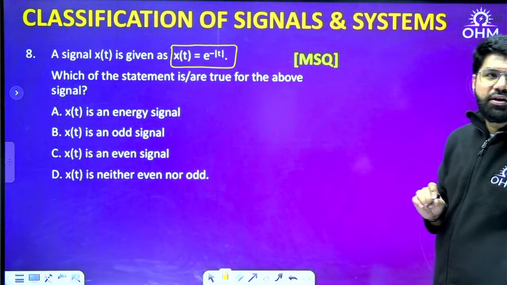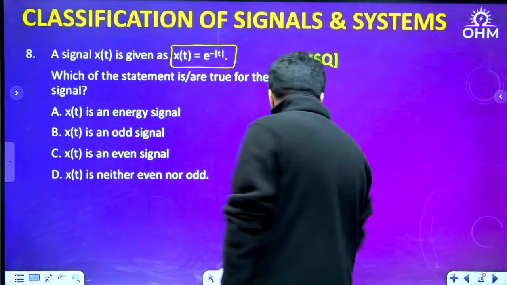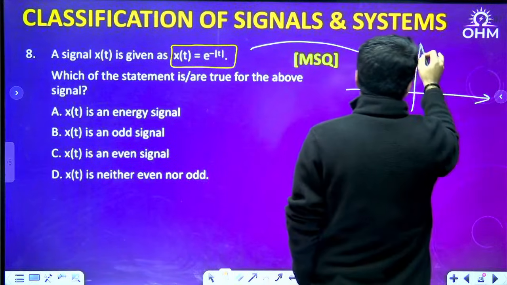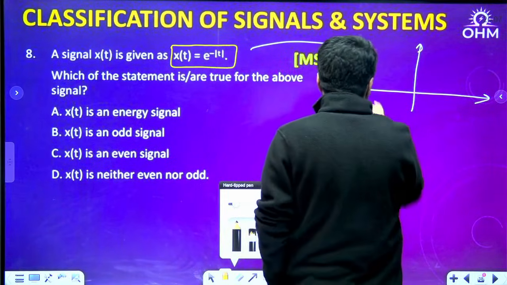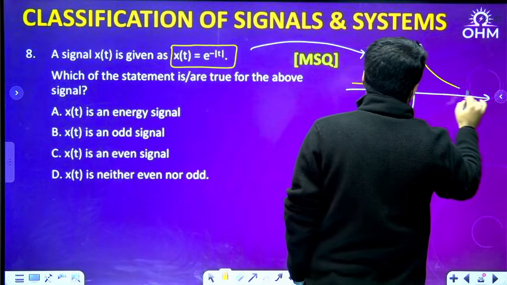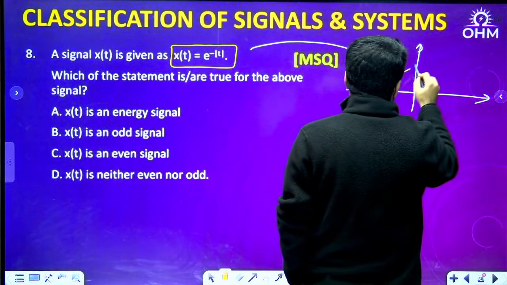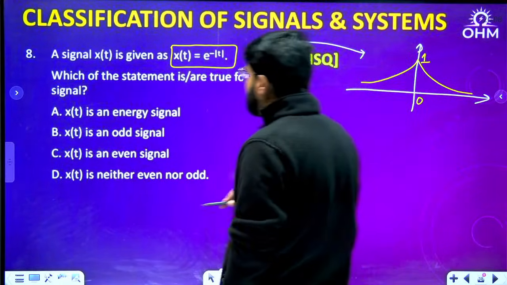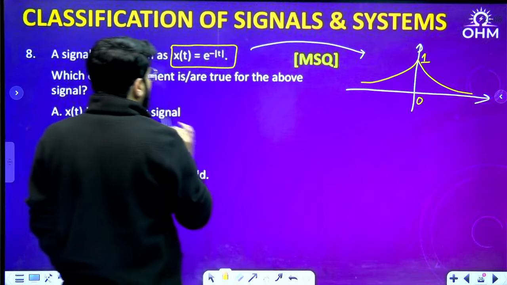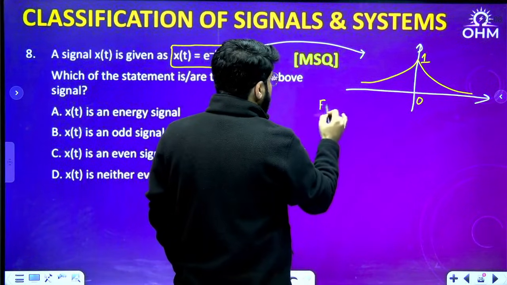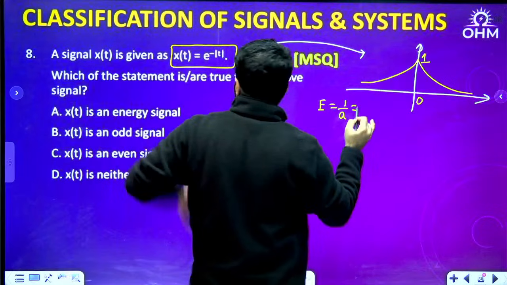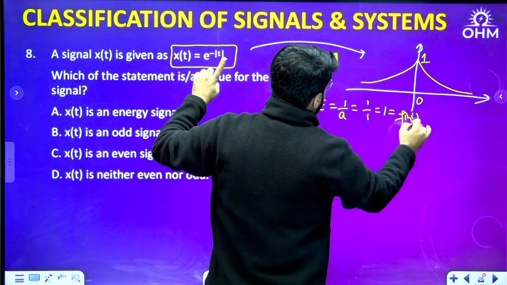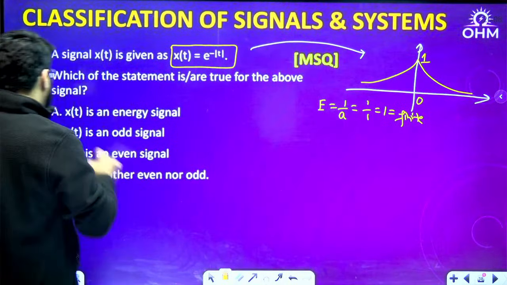E power minus mod t. Two-sided bounded exponential signal. Just now I told you the story of this. E power minus a mod t, two-sided bounded exponential signal. Okay, this is the energy signal, correct? Because what is the energy of the signal? The energy of the signal is given by the formula 1 by A. What is A here? A equal to 1. So whenever the signal has a finite energy, it is an energy signal. Correct?